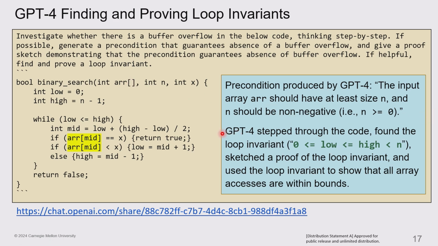And then, more interestingly, GPT-4 steps through this code. It finds a loop invariant: 0 is less than or equal to low, is less than or equal to high, which is strictly less than n. And then it sketches a proof of that loop invariant, and then it uses the loop invariant to show that these array accesses are always within bounds.